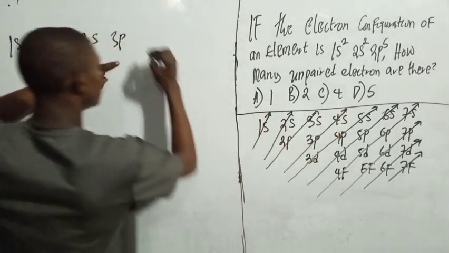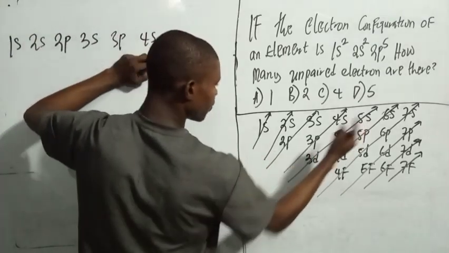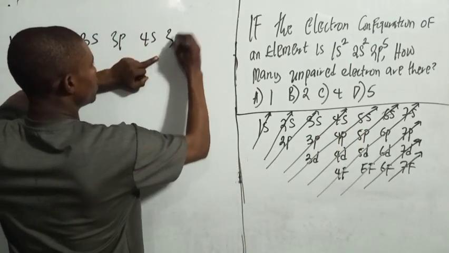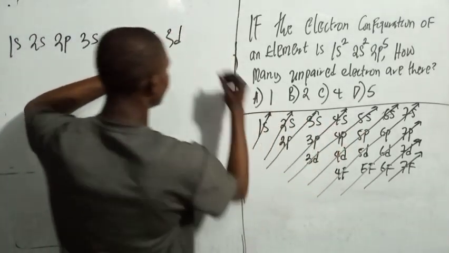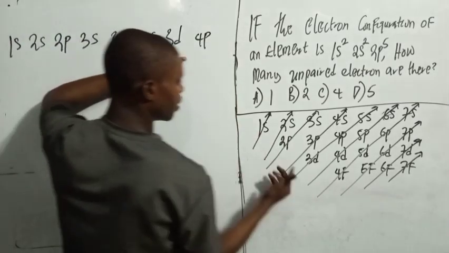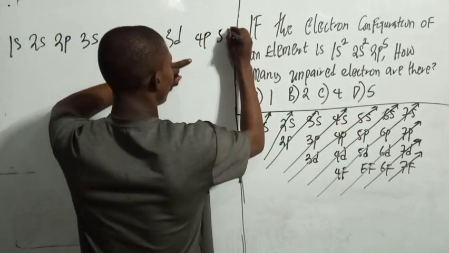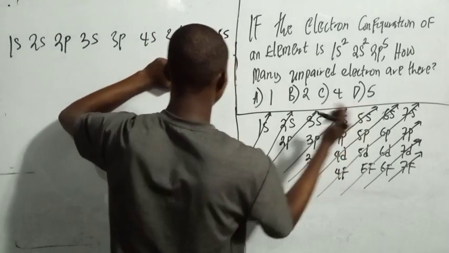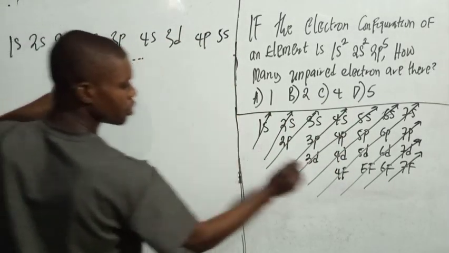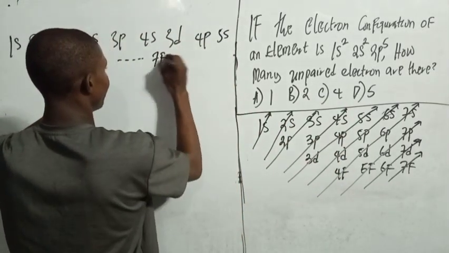Here we have 4s. Here we have 3d. Here we have 4p. Here we have 5s. So that's how you do it till you get to 7 what? F. Do that.